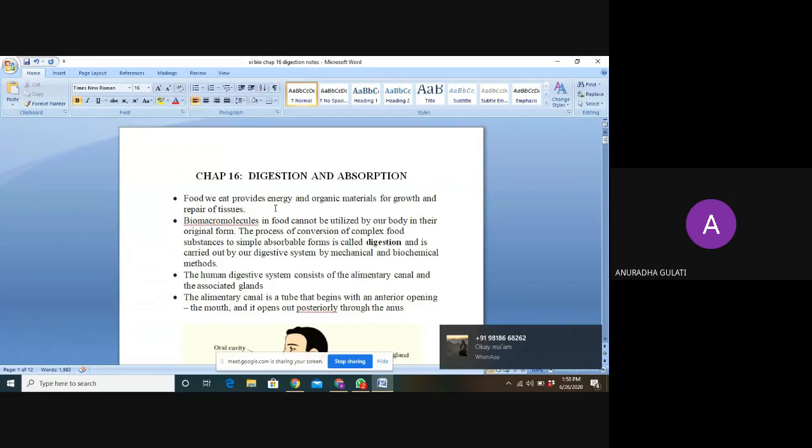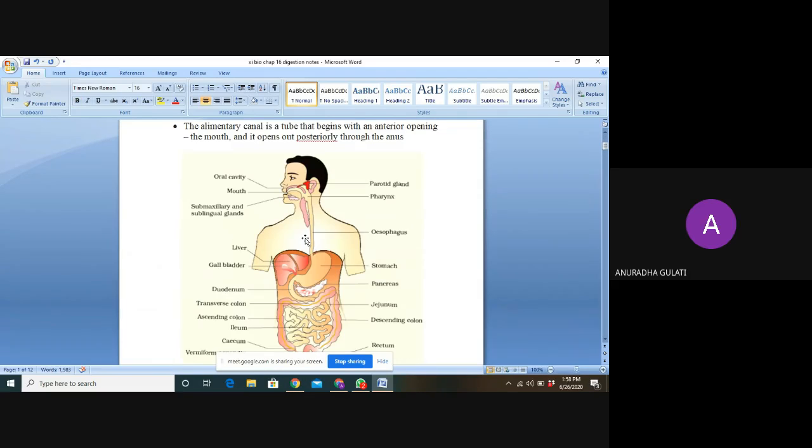We are going to discuss how digestion and absorption occurs in the human body. Digestion is the process when the complex food molecules break down to form simple molecules. We consume food. The food which we eat provides us with energy and organic materials. We need this food for growth and repair of tissues.